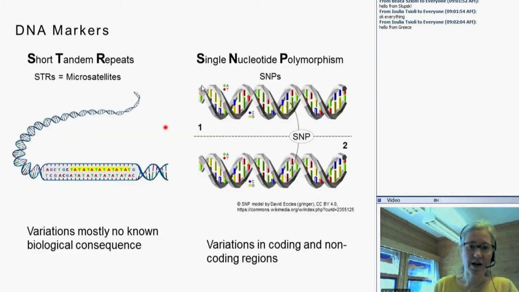Two of the markers that I have used in my research are called short tandem repeats and single nucleotide polymorphisms, or STRs, or microsatellites, or SNPs. Here you see the long string of the DNA again. And here you see something peculiar. Here you have the normal code, A, G, C, T, G, C, T, and suddenly you have this T, A, T, A, T, A, T, A, T. So it's basically like the DNA has gotten a hiccup or something.